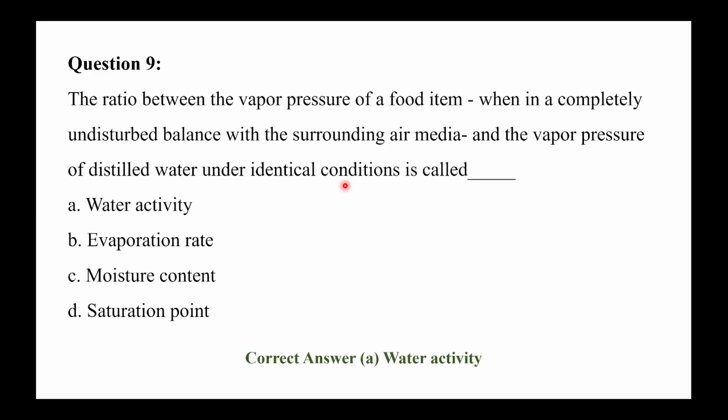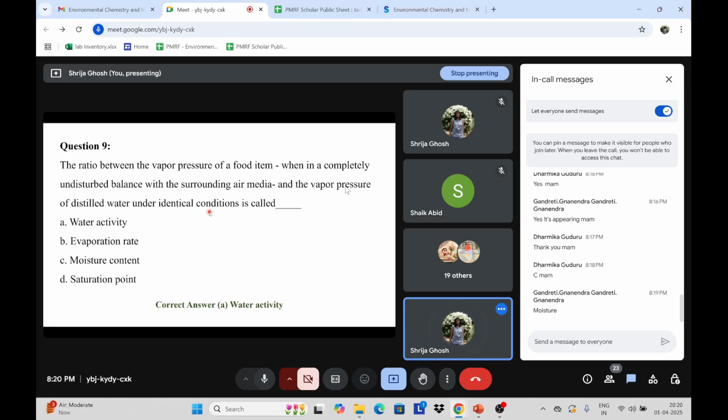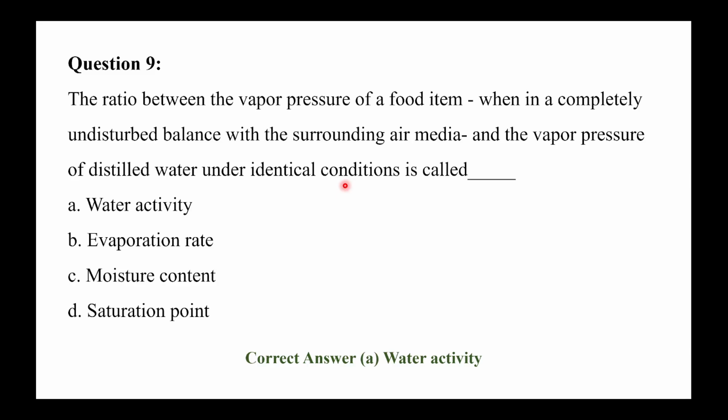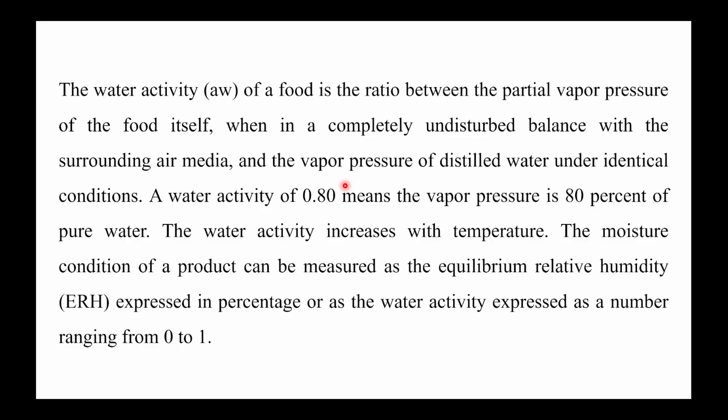The correct answer is actually water activity. That is option A. So water activity actually tells us about the moisture content, but it is the ratio that is called the water activity, the ratio of the vapor pressure of the food with respect to the vapor pressure of the water. That is called the water activity. So water activity of a food is the ratio between the partial vapor pressure of the food itself when in a completely undisturbed balance with the surrounding air media and the vapor pressure of the distilled water under identical condition. Water activity of 0.80 means the vapor pressure is 80% of pure water.